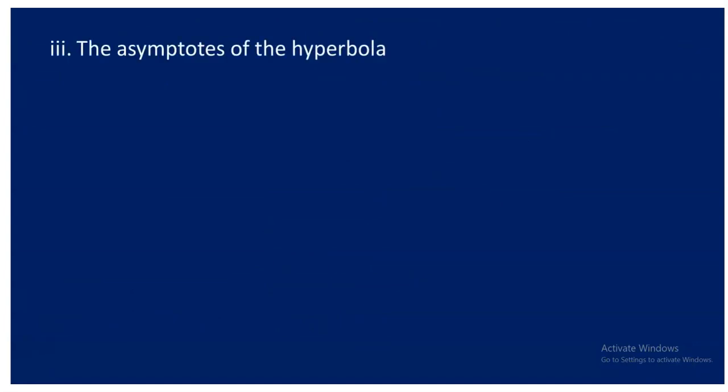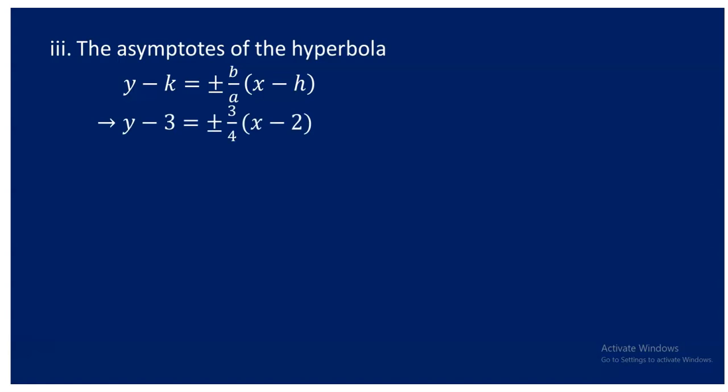Next we have to determine the asymptotes of the hyperbola. The asymptotes can easily be determined. How? Using the formula y minus k equals plus or minus b over a into x minus h, we can determine the asymptotes. We knew h and k, they are already obtained to be 2 and 3, so have them as they are. And we knew also b and a, they are 3 and 4, so label them as they are. So finally the asymptotes can be determined by using the equation y minus 3 is equal to plus or minus 3 over 4 into x minus 2.